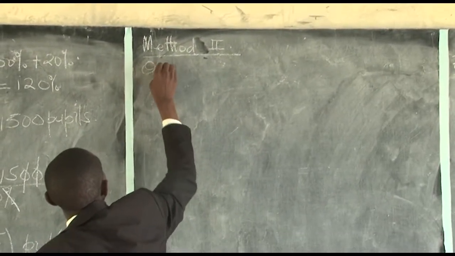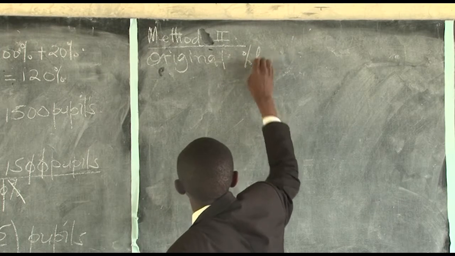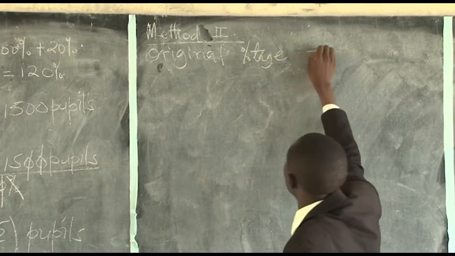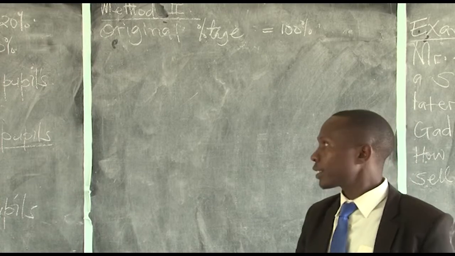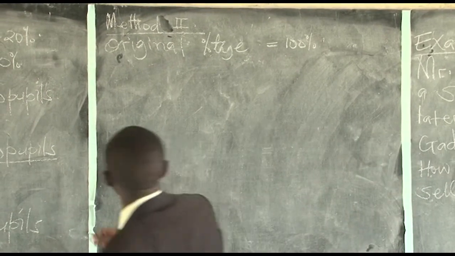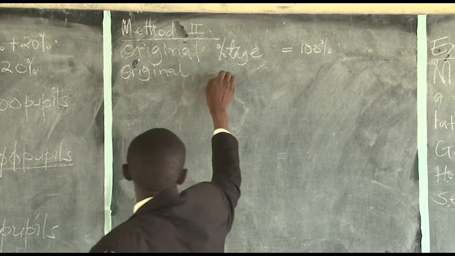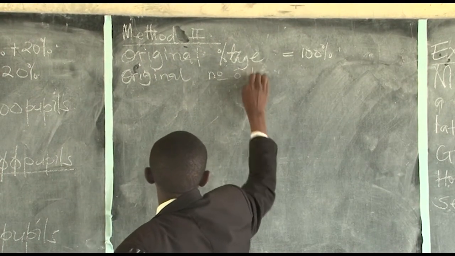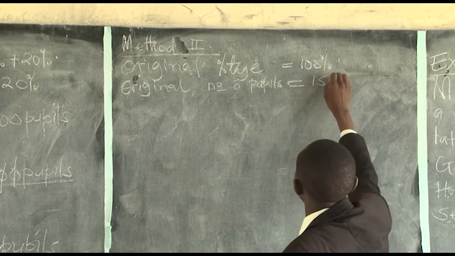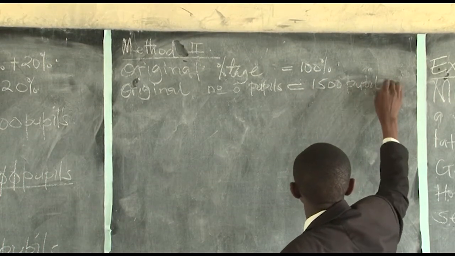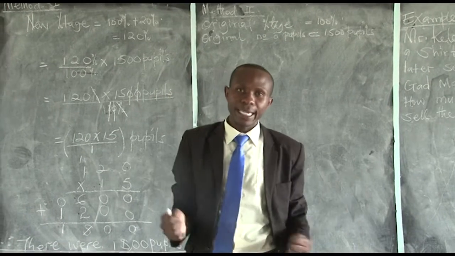Original percentage. I'm writing percentage in short. Original percentage will be 100. This is the original percentage of this number. Then from there, I will come here and say original number of pupils. Original number of pupils will be equal to 1,500 pupils. So the original percentage is equivalent to the original number of learners.